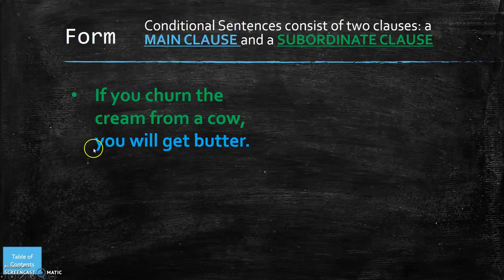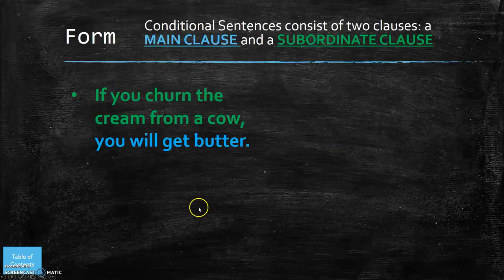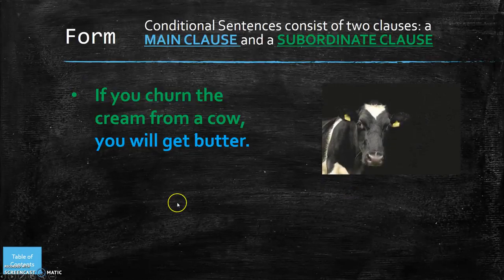And when I say main clause, it's the main part of the sentence, the meaty part. So you've got your subject and your verb. It can stand on its own. The subordinate clause just kind of adds to it, alright? And typically, the subordinate clause always begins with if, like we see here. So if you churn the cream from a cow, you will get butter.